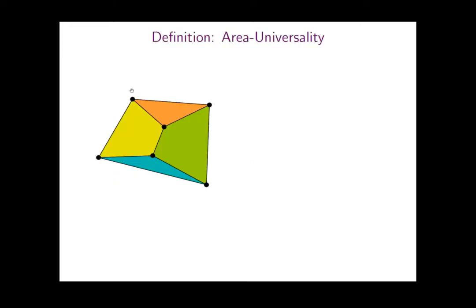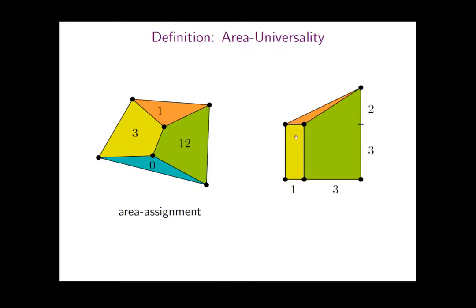So what is area universality? You're given a plane graph as here, and you have certain faces. You could prescribe some areas to these faces. So you could say, I want this face to have area 0, this face to have area 3, 1, 12, and so on. And then you ask yourself, can you actually draw it? And that would be a drawing of those assignments, right?